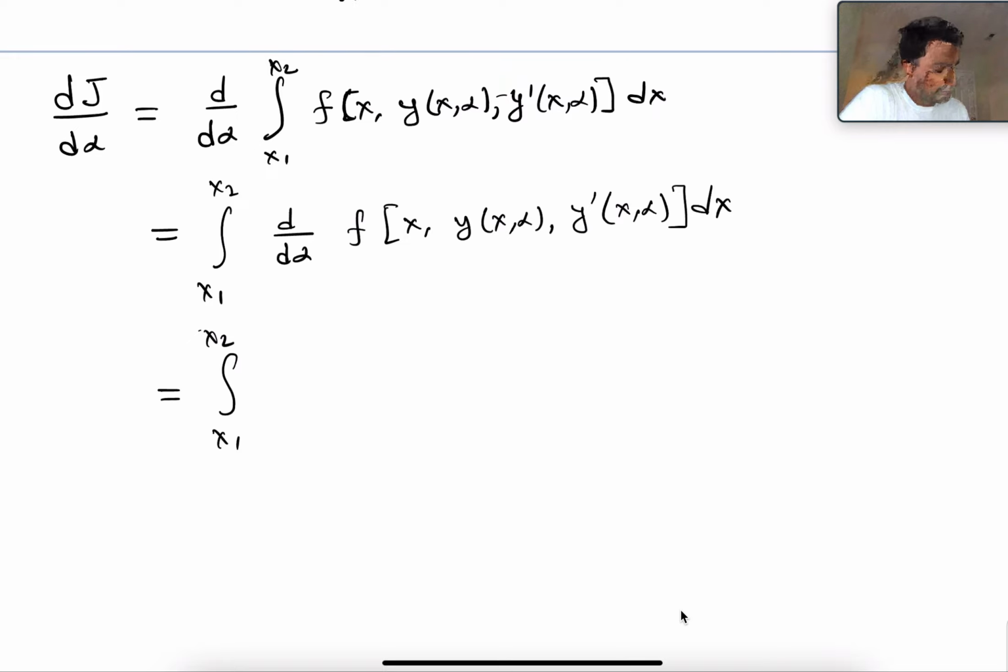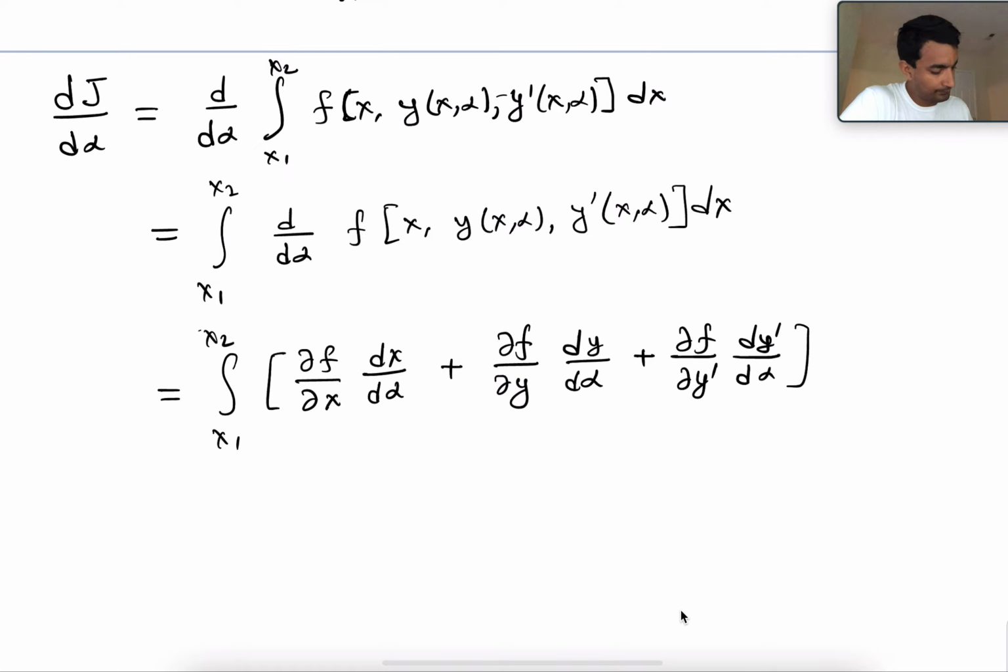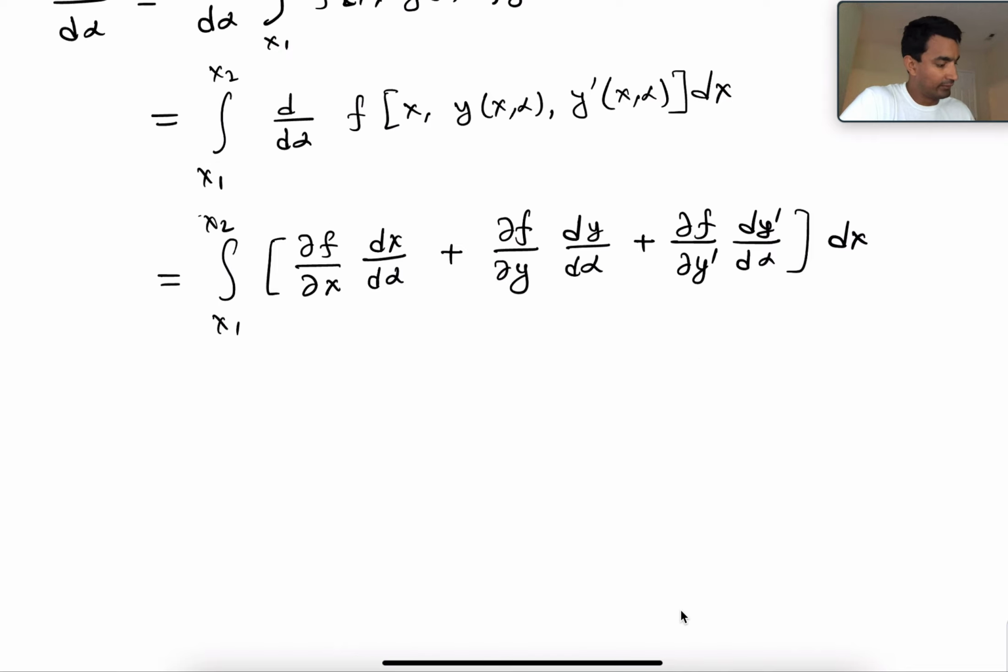According to the chain rule, this should be written as del f by del x into dx by d alpha plus del f by del y into dy by d alpha plus del f by del y prime into dy prime by d alpha dx. Okay, this is a simple use of the chain rule when there are multiple variables. We just use the chain rule to write it this way.